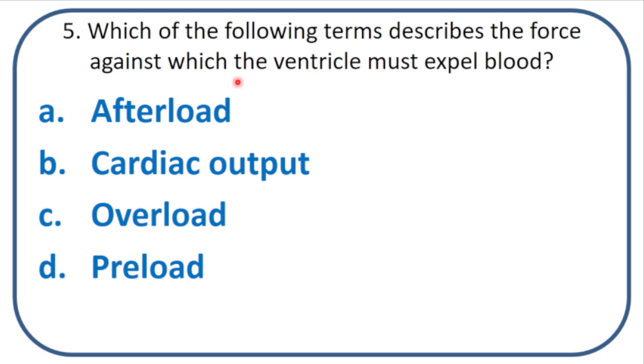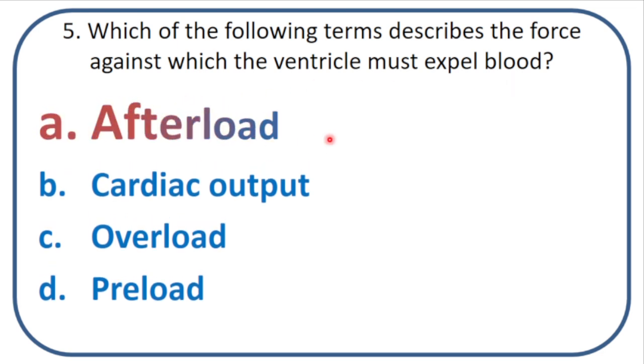The force against which the ventricle must expel blood. The correct term is option A, that is afterload. The force against which the ventricle must expel blood is afterload. Cardiac output means, you know that one, the amount of blood expelled from the heart per minute.